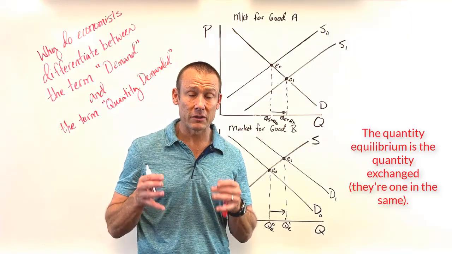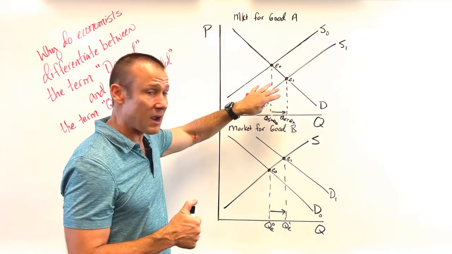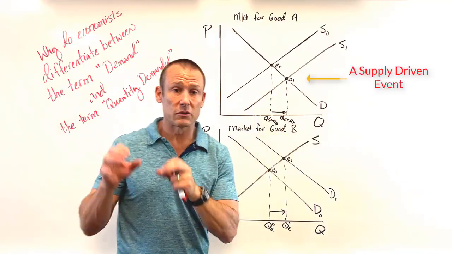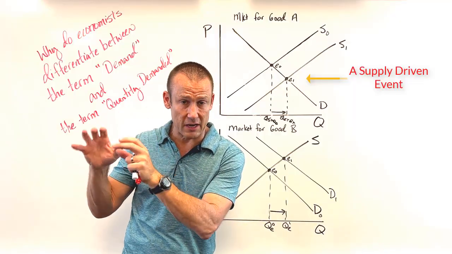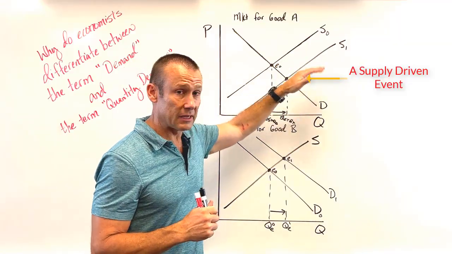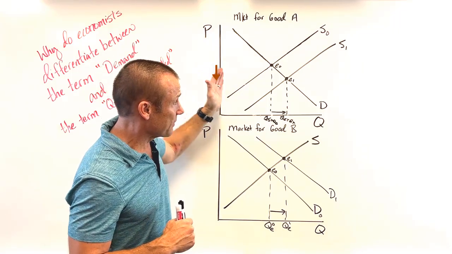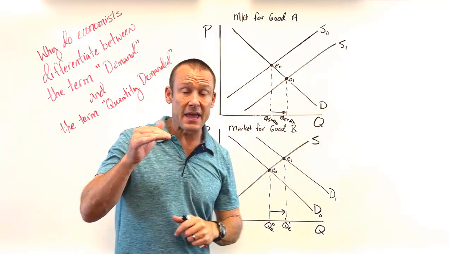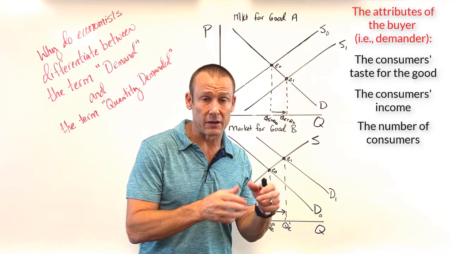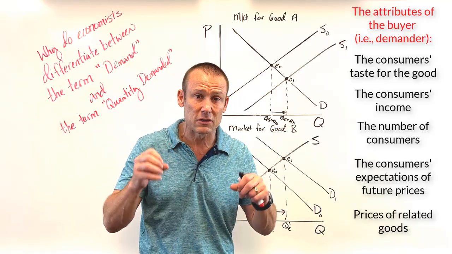But economists want to differentiate between this and this. Why is that? Because this graph represents a supply-driven event. In this particular market, there was a fundamental attribute of the supplier that changed, and supply increased. It was a supply-driven event. Now, when supply increased, it did put downward pressure on prices, and it was that decrease in prices that got buyers to buy more. But the attributes of the buyer, their taste or preference for the good, their income, the number of buyers, their expectations about future prices, the prices of substitutes and complements in consumption, all of those things are still the same.